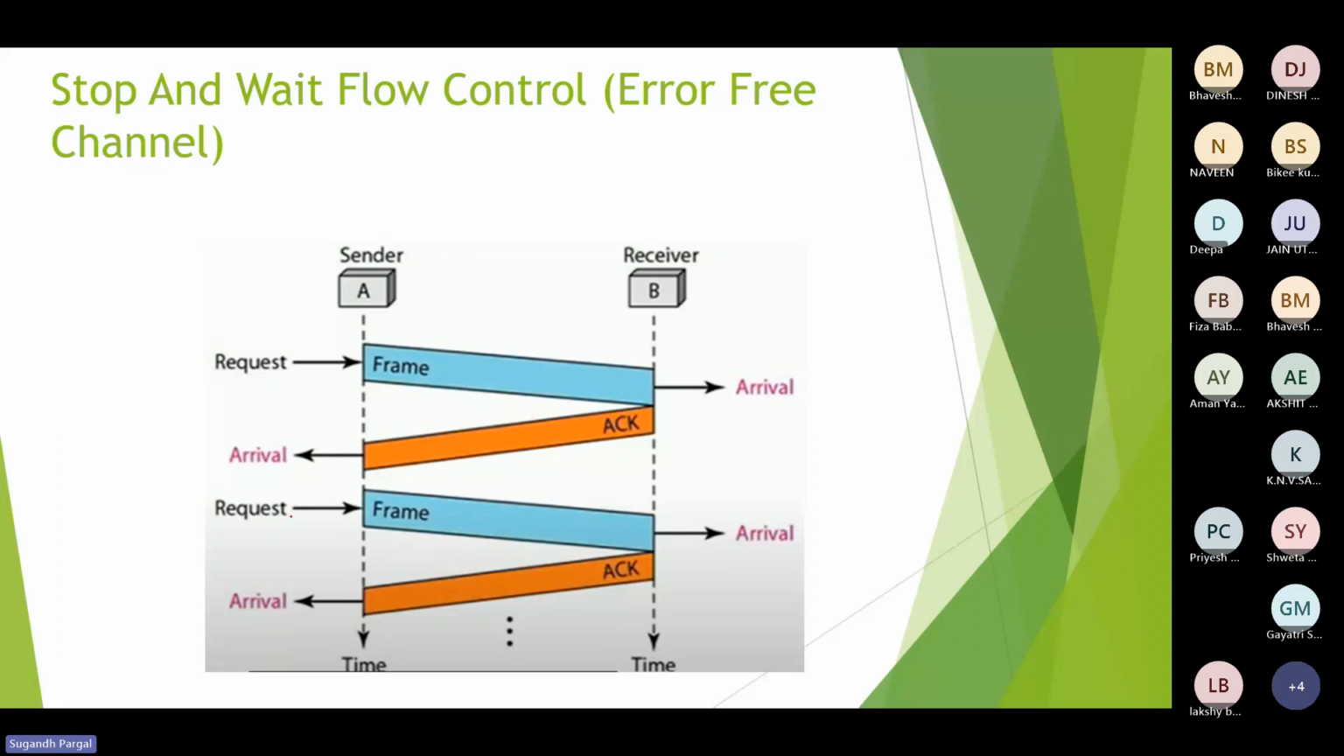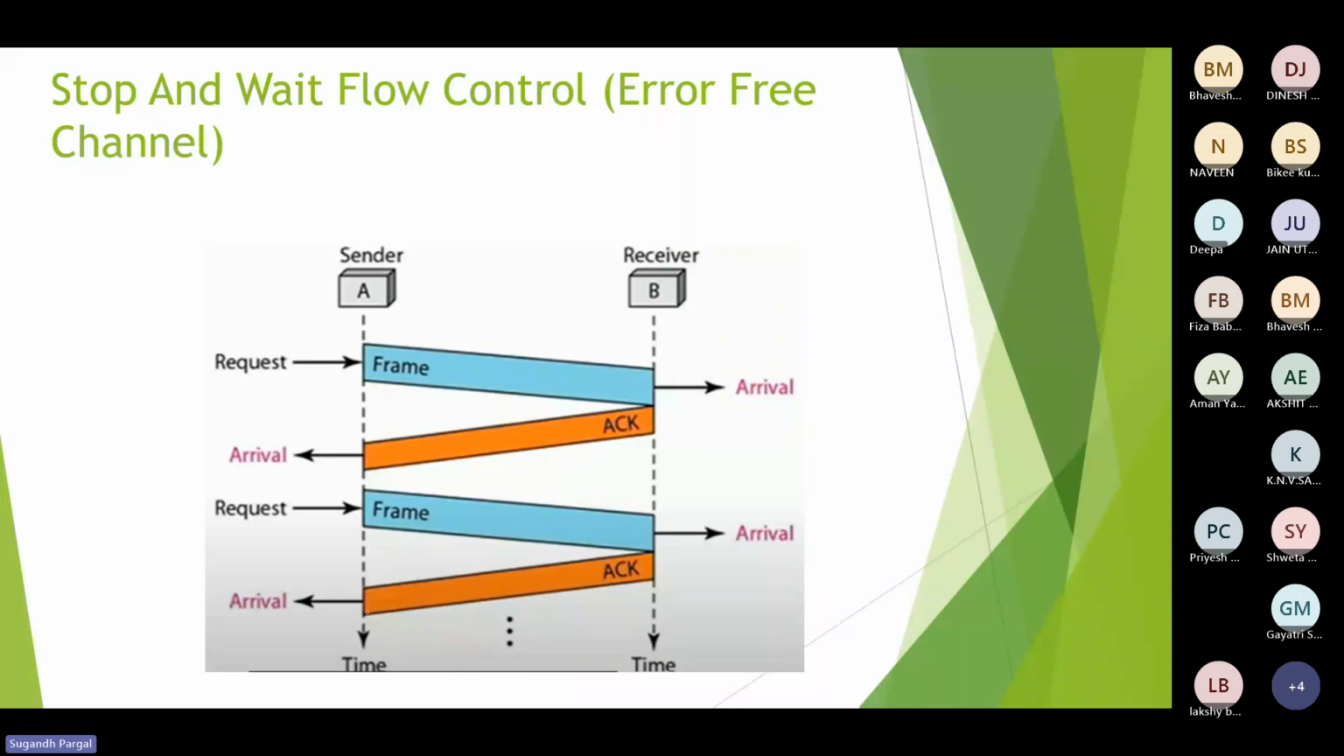We see how stop and wait works for the error free channel, in which there are no errors. Here the sender sends a frame to the receiver. The receiver receives the frame and acknowledges it with an acknowledgement to the sender. The sender receives the acknowledgement, then it again sends the next frame, and the receiver receives the frame and again sends the acknowledgement, which is received by the sender. This is how stop and wait flow control works.